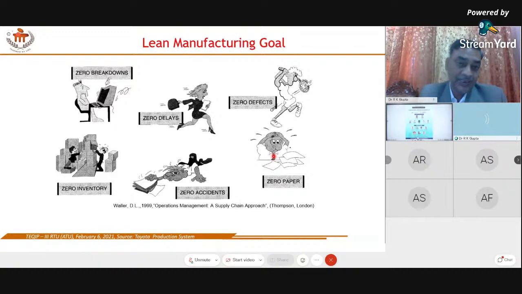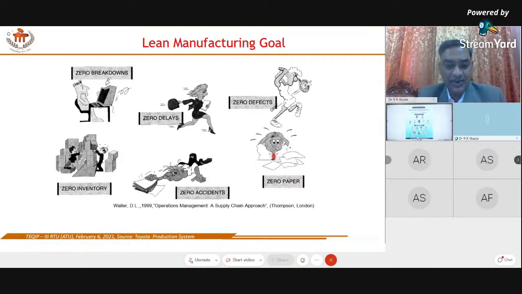By thinking like that, we can reduce the delays. We can say zero delays, zero defects, zero accidents. We will make the system like that. We'll go to automation, zero paper, and then zero breakdowns. But can it be possible to make it zero inventories? That is the ultimate.